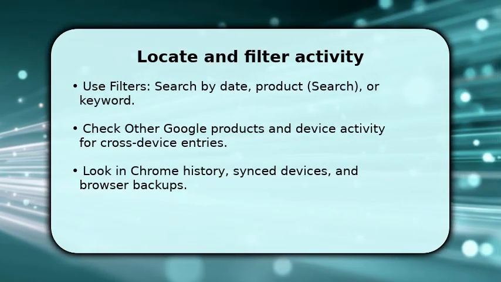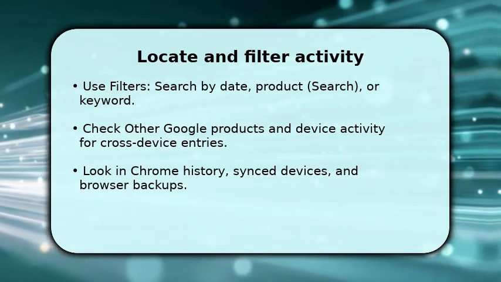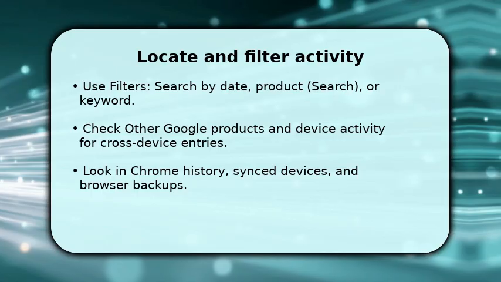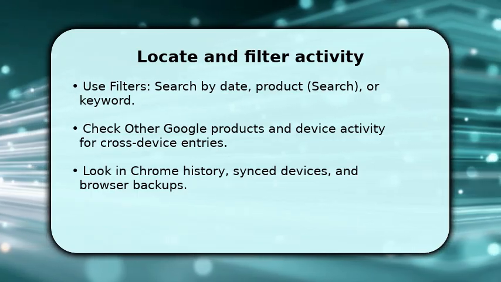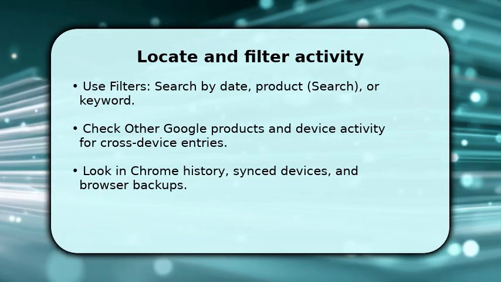Use the filter option inside My Activity to narrow results by product, choose search, by date range, or by keyword. Once done, scan the device list and other Google products. YouTube or Maps sometimes contain linked queries you want.